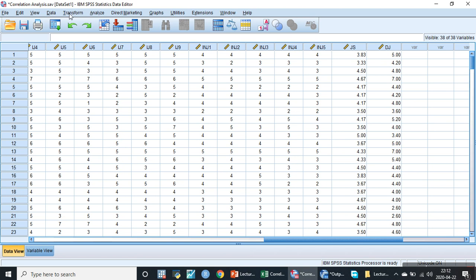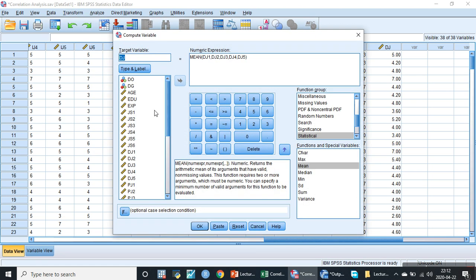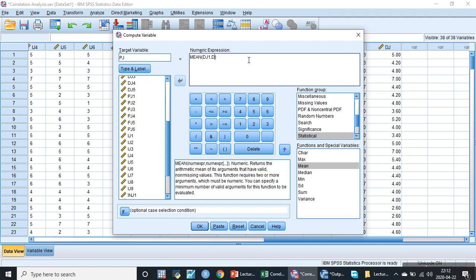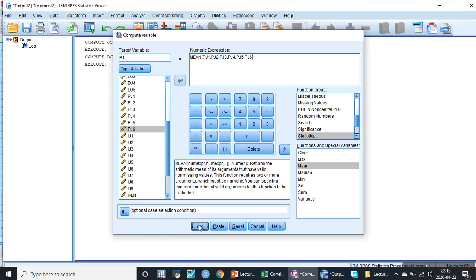Then calculate the mean value for the next variable. After distributive justice the next variable is procedural justice, so change the name of the target variable to pj. Also bring all the questions of procedural justice: pj, double click on pj1, comma pj2, comma pj3, comma pj4, comma pj5, comma pj6, and then click on OK.